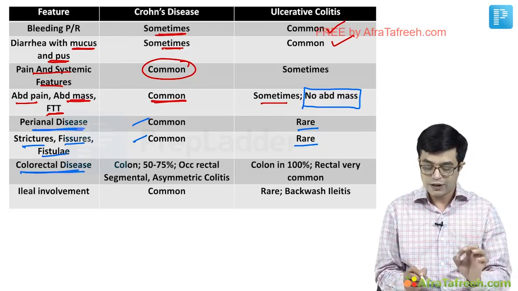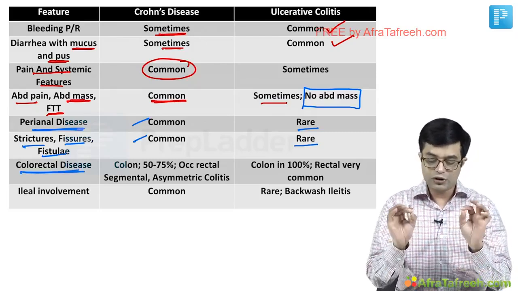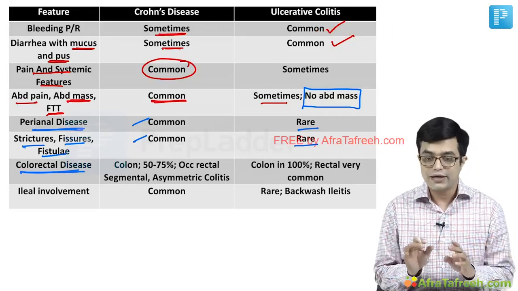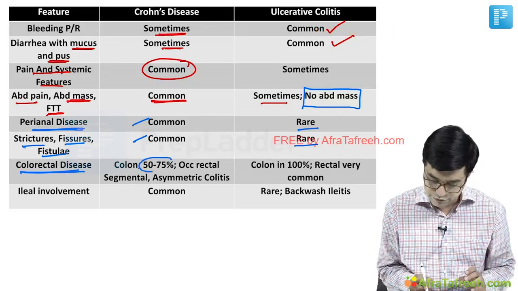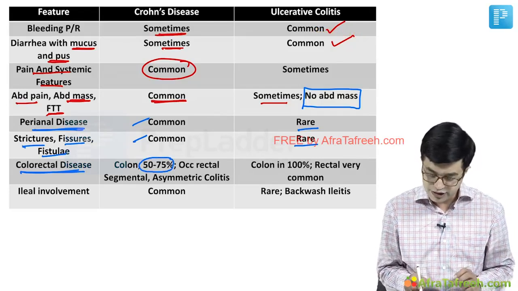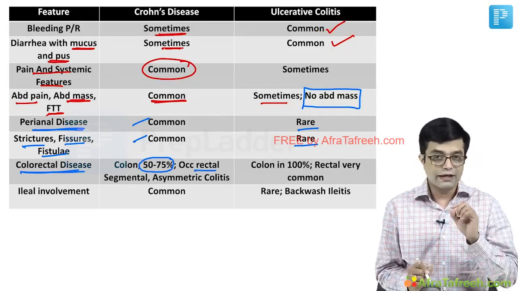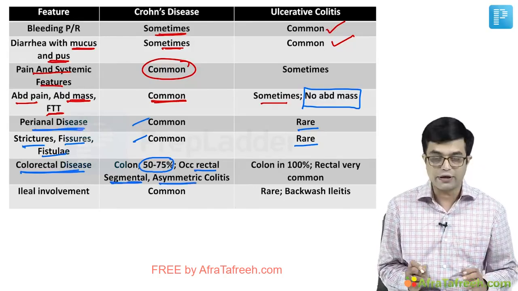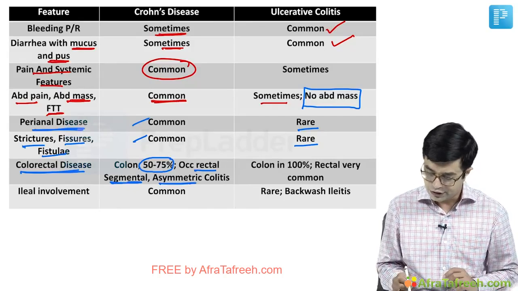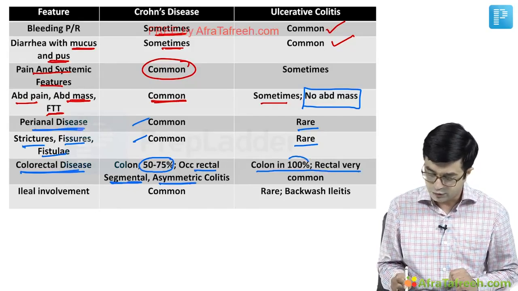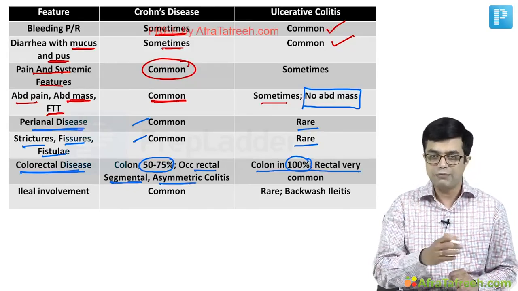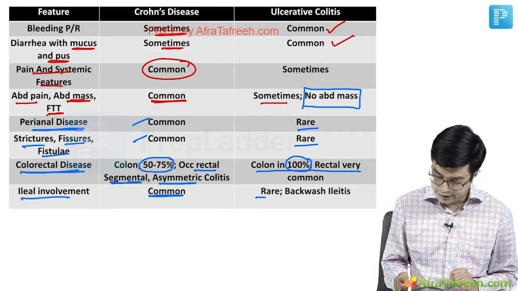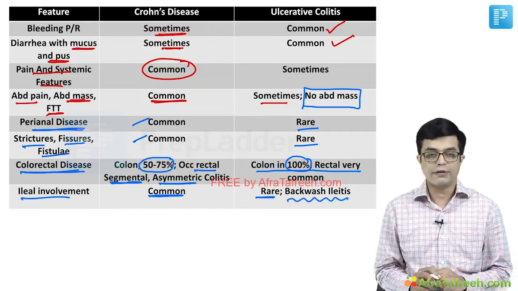Colorectal disease involvement. Now, you know that ileum is always involved in Crohn's disease, right? Colon can sometimes be involved. According to Nelson, colon is involved in 50 to 75% of cases. Occasionally, rectal involvement can happen. And if there is colonic involvement, it is segmental because skip areas are there, and asymmetric. Whereas in ulcerative colitis, colon and rectum are involved in almost 100% of these patients, and it will be a continuous involvement. Ileal involvement is rare here, with backwash ileitis being present in some individuals.